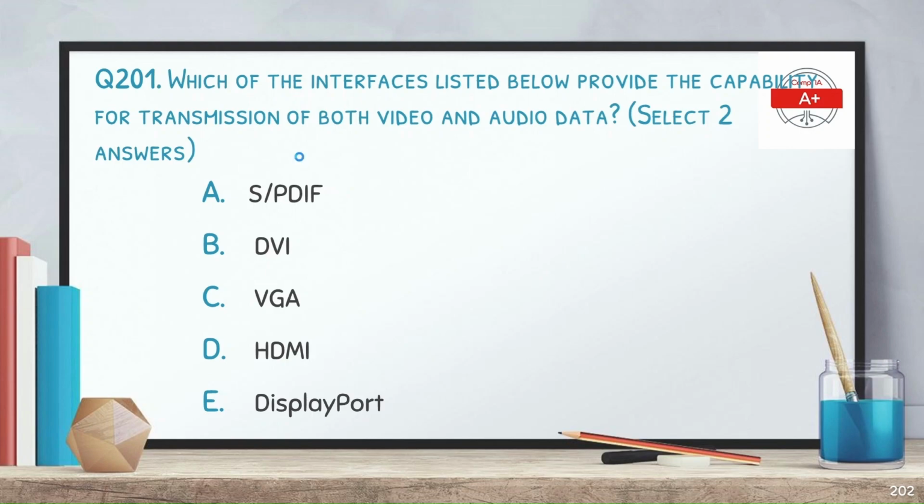Question number 201 is, which of the interfaces listed below provide the capability for transmission of both video and audio data? Again, we have to select two answers, and the options are A S/PDIF, B DVI, C VGA, D HDMI, and E DisplayPort. The correct options are HDMI and DisplayPort. They both support video as well as audio data transfer.